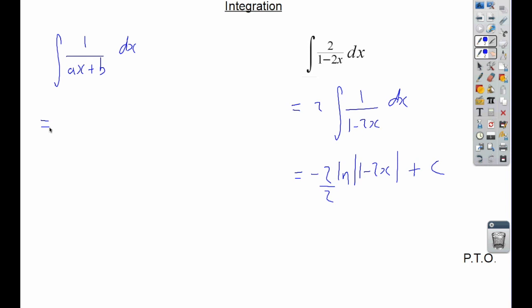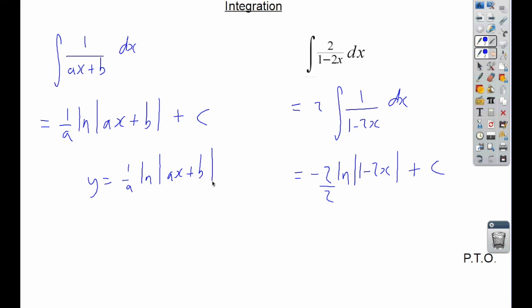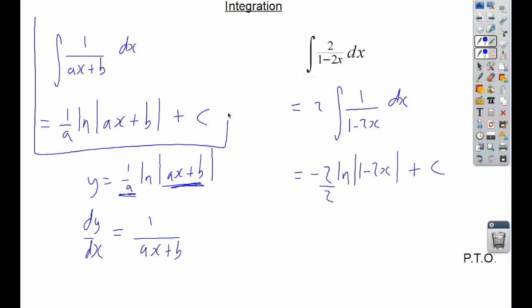You need to know straight away that your answer is natural log of ax plus b multiplied by 1 over a, and then plus c on the end. Okay. Why is that? Well, because if you start off with y equals 1 over a, natural log ax plus b, when you differentiate, then using the chain rule, differentiating the brackets, you get a, and the a times 1 over a just gives you 1, and so you get 1 over ax plus b. So this is a standard result that you need to know.